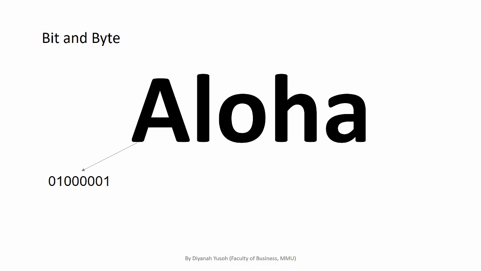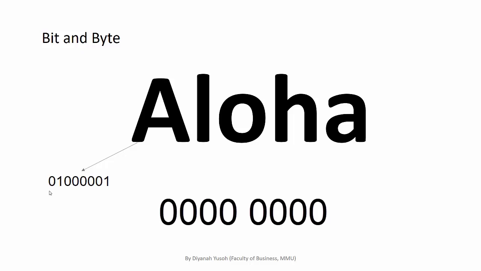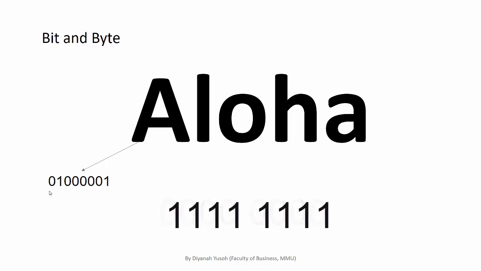Alright, so let's take a look here. For example, we have the word aloha. Capital A is represented by these 8 bits. We have 8 bits altogether here, each being either 0 or 1. Of course, you could have a string of all zeros, or a string of all ones, but they must be unique. They couldn't be the same as one another.